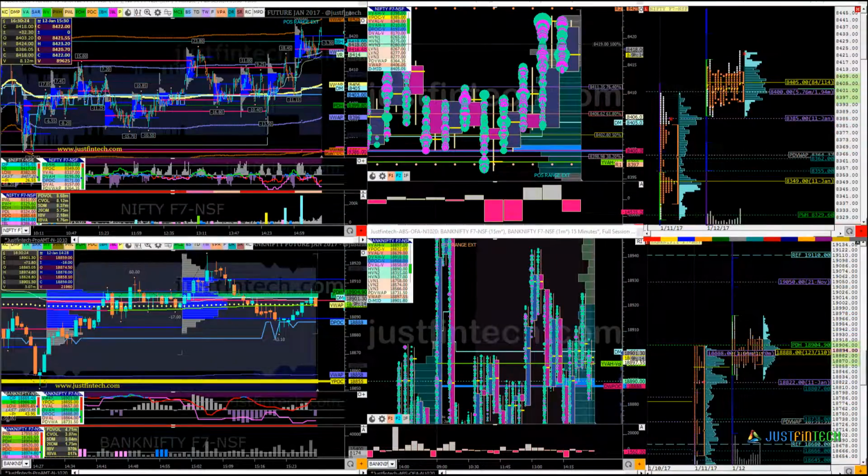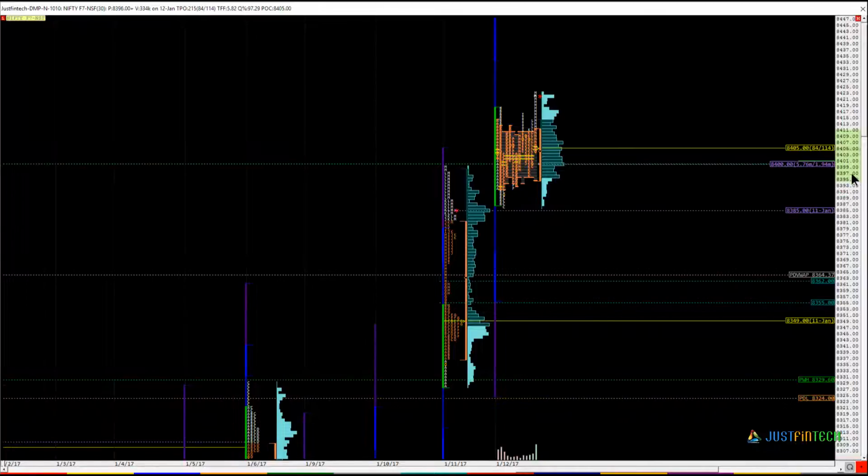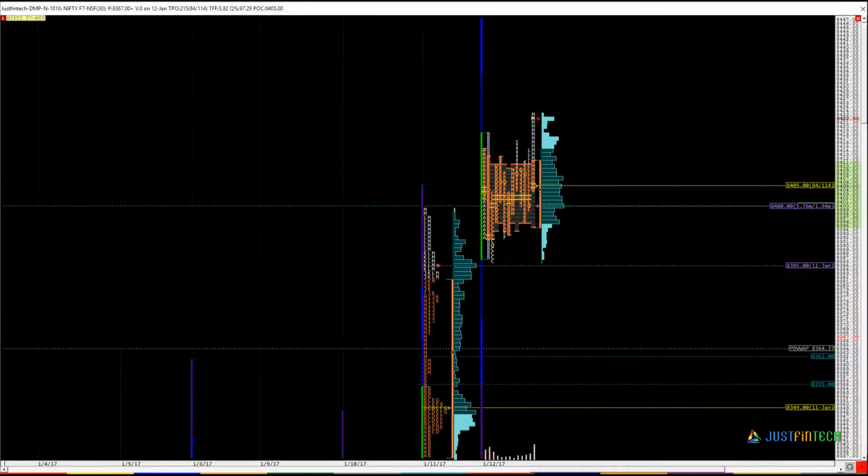So let's have a look at what Nifty did. Open outside the range, opened above the high of the range and pushed back down. IB of 19 and around 14, so 19 and 13, so around 32 points initial balance going into this high volume node.